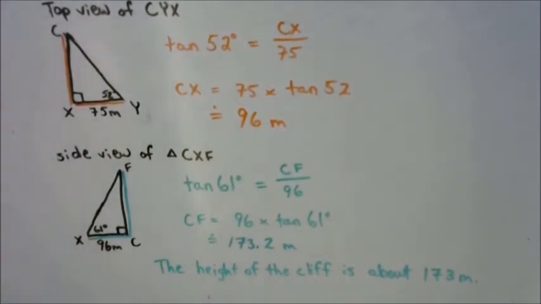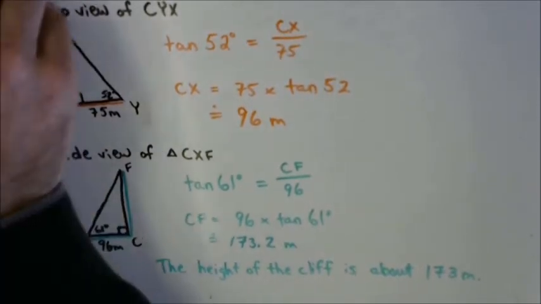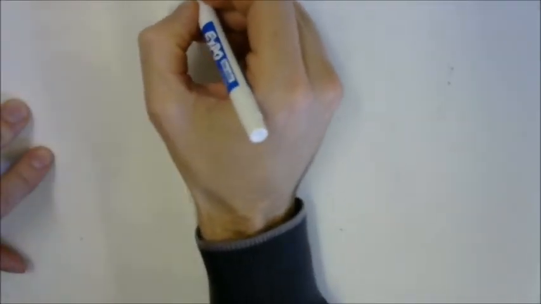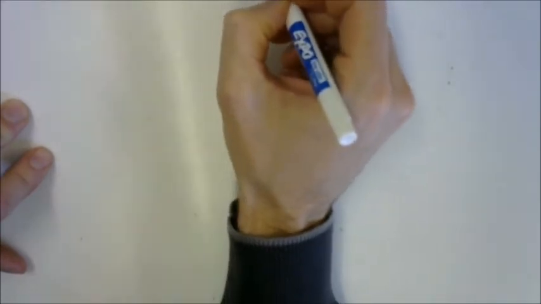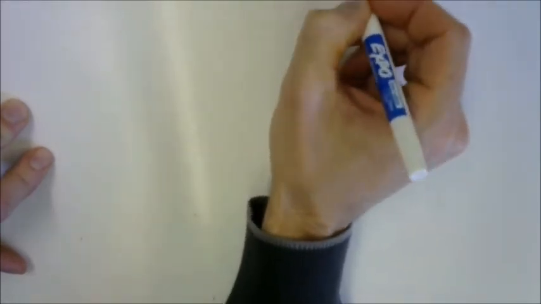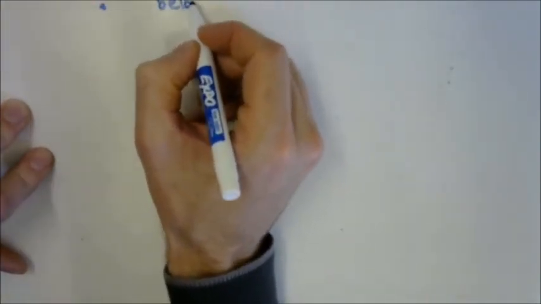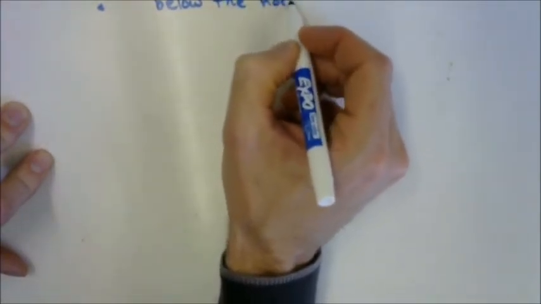On the very bottom of your worksheet, you have a fill in the blanks for the key concepts of this lesson. If you think you know one of those blanks, you can call them out. Angles of elevation are measured above the horizontal. Well, that'll make the next one easier. Angles of depression are measured below the horizontal.